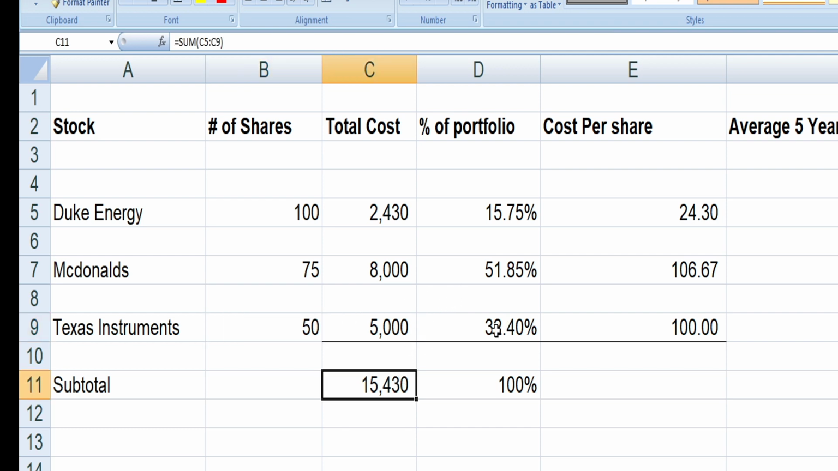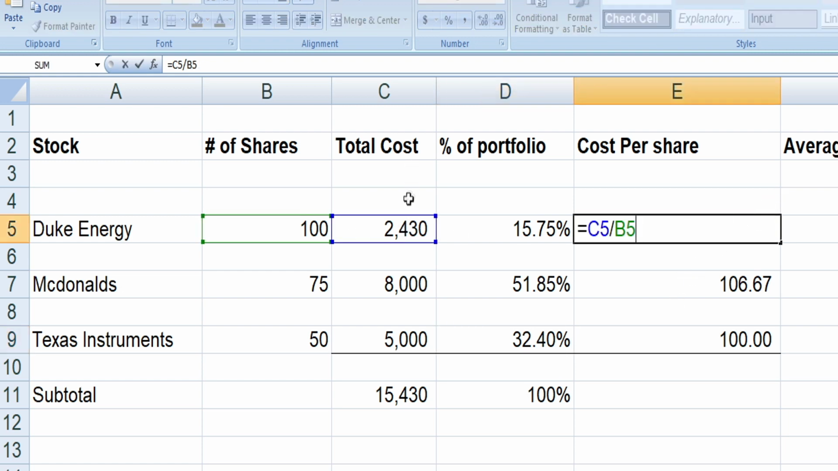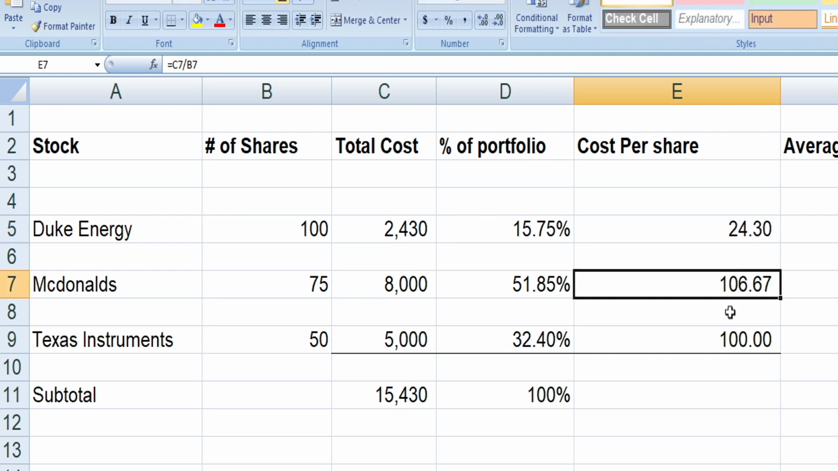Your total cost is $15,430. The way to analyze this is based on the total cost of each investment, because we're going to take a weighted average approach to find this information. What this means is that based on a cost basis, Duke Energy is about 16% of this portfolio. McDonald's is about 52%, because about half of the cost is just in McDonald's alone. And Texas Instruments represents about 33%. So there we have it. Now, cost per share is simply the total cost divided by the number of shares. That's how we come up with the cost per share.